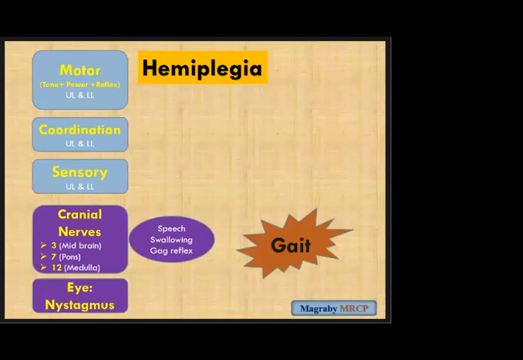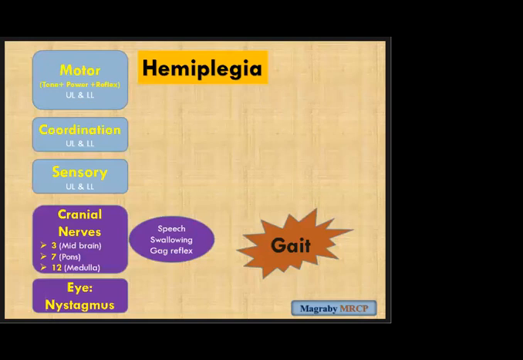rigidity and the leg will be extended, so the patient will have the characteristic circumduction gait in the lower limb, and in the upper limb of long-standing hemiplegia, there is a flexion attitude in the upper limbs and extension in the lower limb with the characteristic circumduction.